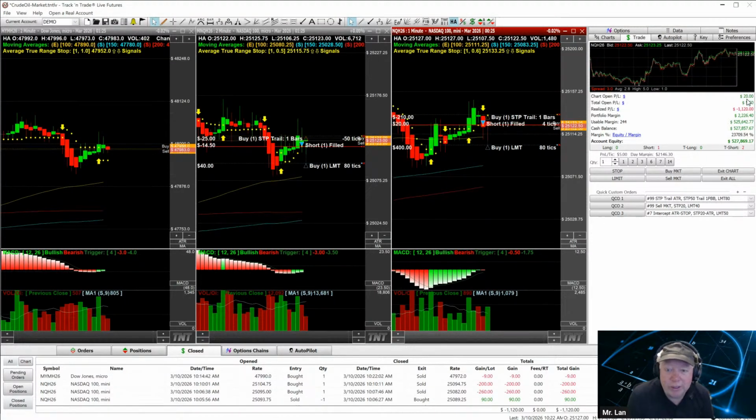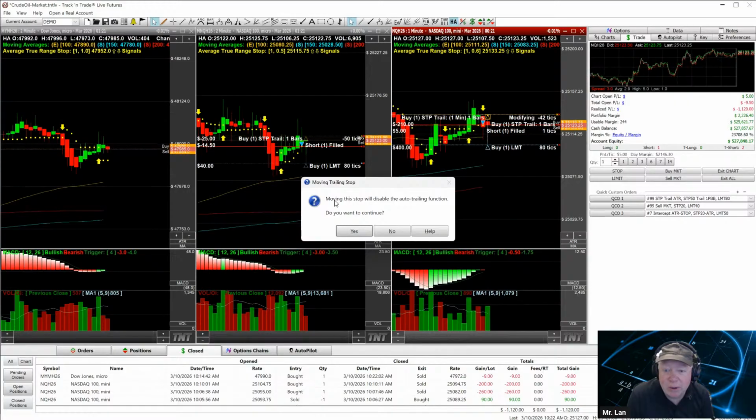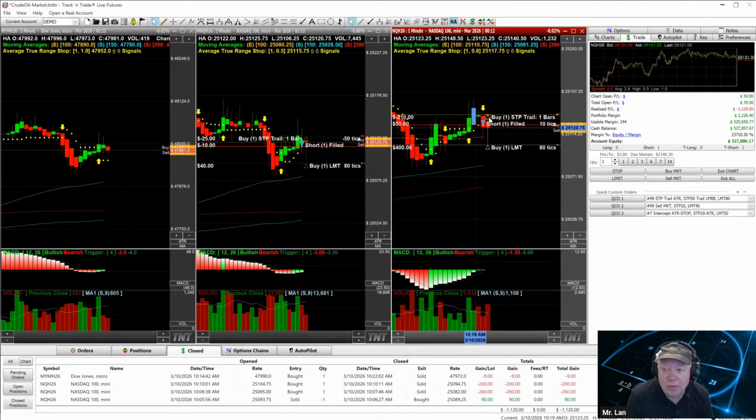And you can move these. See? You can't grab that. If you grab that one, try and move it. See, it's going to come up: moving the stop will disable me controlling it. Do you want to control it yourself? If you say yes, it'll turn off the auto trailing. You say no, and it'll keep doing it itself. You can grab this one because it's not moving. You can put that wherever you want.